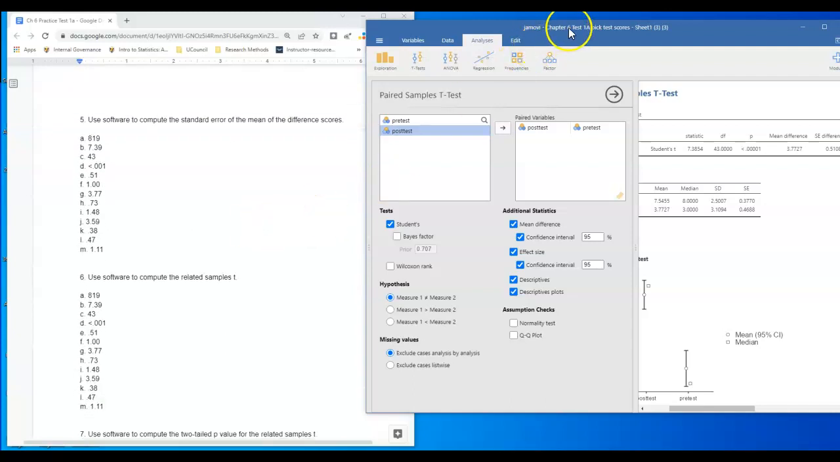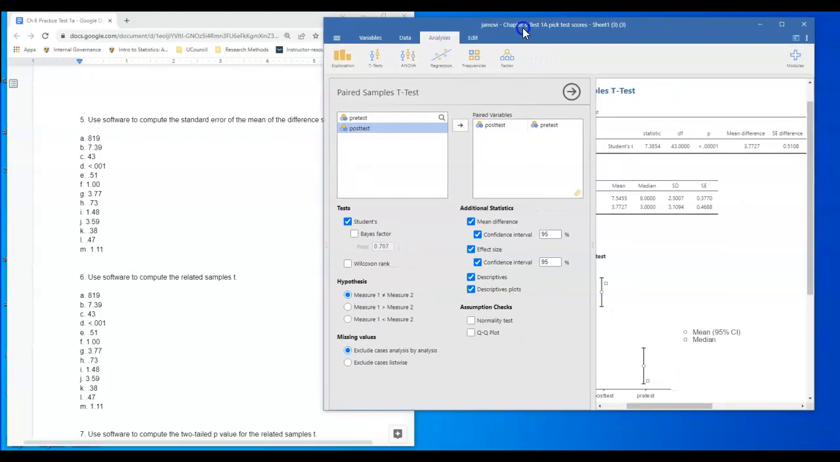Next, we're looking for the standard error of the mean of the difference scores. So the standard error of the difference scores is over here next to the mean difference. It's 0.51. So this is the typical distance you would expect between the means if in fact the null hypothesis is true. It's also the standard deviation of the distribution of sample means for all random samples of a size of 44 taken from this population. Okay. So our standard error is 0.51. And then it asks for the repeated measures or the related samples t for number 6, and that's provided right here at 7.385 or 7.39.